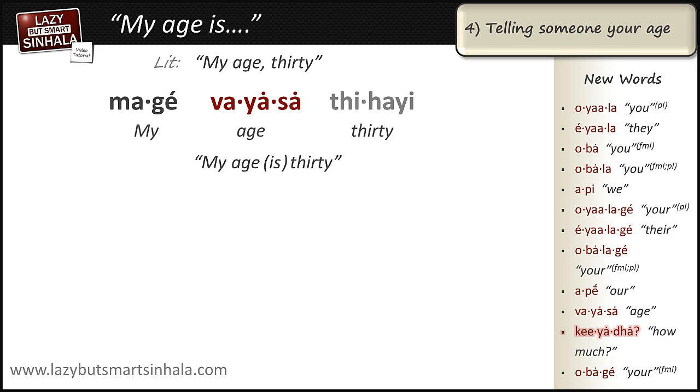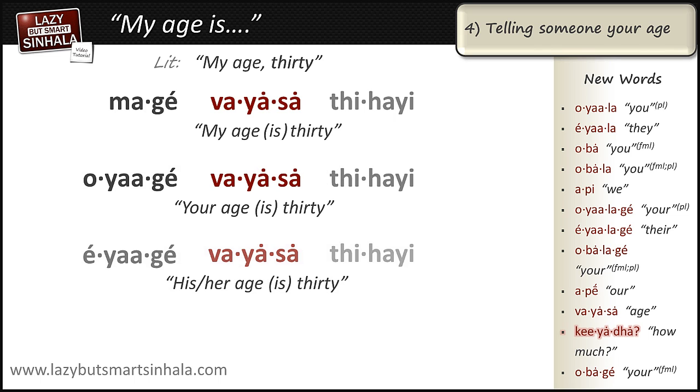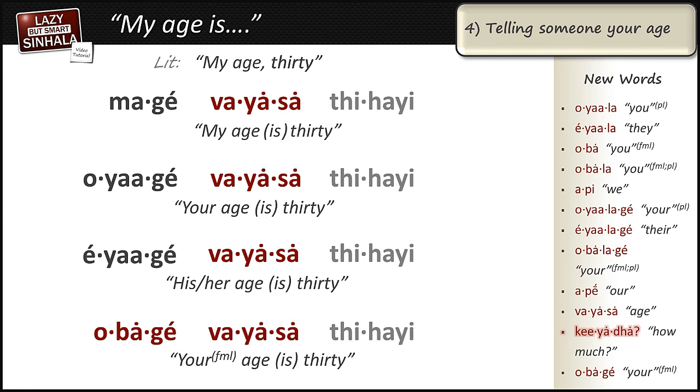Now, my age is 30 is mage vayasa tihai. Similarly, your age is 30 is oyage vayasa tihai. His or her age is 30 is eage vayasa tihai. And your age is 30 using the formal you is obage vayasa tihai.